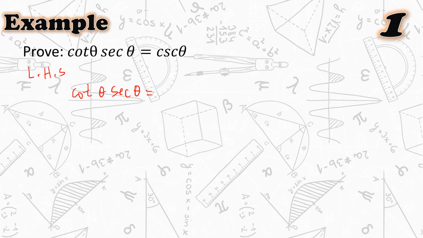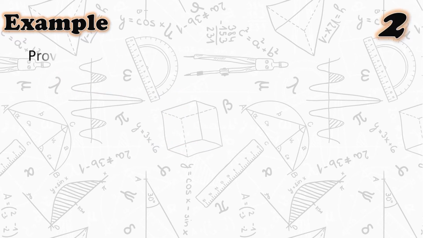We know that cotangent theta from the quotient relation is equal to cosecant theta over secant theta. And this expression for cotangent theta is multiplied by secant theta. We have secant theta over secant theta, that is equal to 1. Therefore, we have cosecant theta and the identity is now proven. Let us have another example.